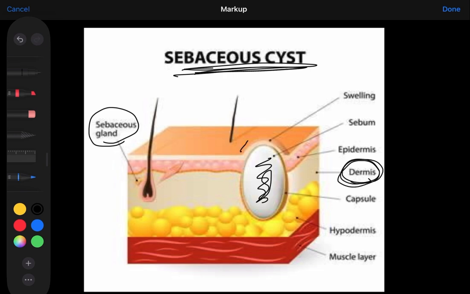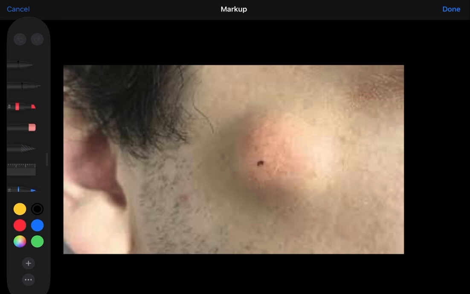So this area which you can see is called as summit of this sebaceous cyst, and through which you can see one black colored dot which is called as punctum of the sebaceous cyst. So in this picture you can see this whole thing is a sebaceous cyst and this black dot is a punctum of the sebaceous cyst.